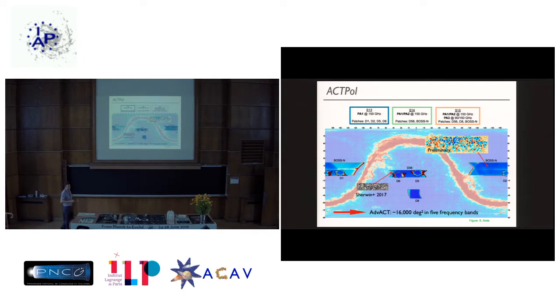But they have a whole load more data that they're now processing. So this is just a very preliminary reconstruction from this large BOSS North field. And as Suzanne said, now with Advanced ACT, they're doing a ginormous survey, 16,000 square degrees in this region in five frequency bands. So this will be a very exciting data set to see these large-scale reconstructions from, with sensitivity much higher than Planck.